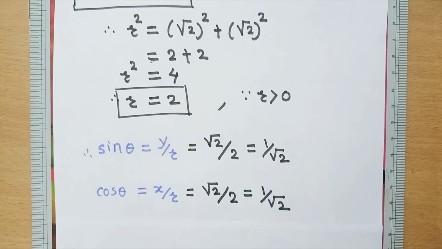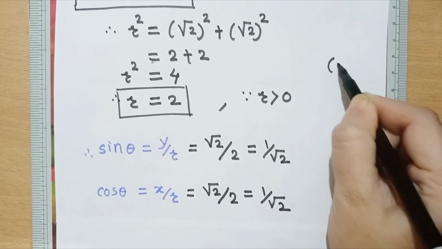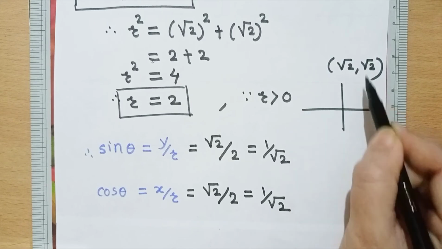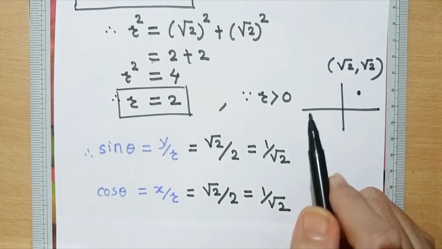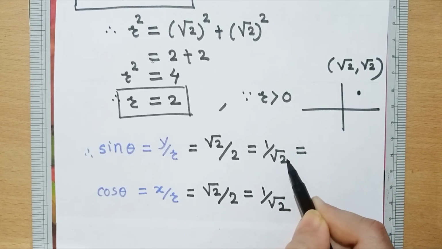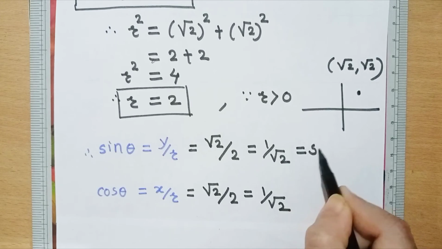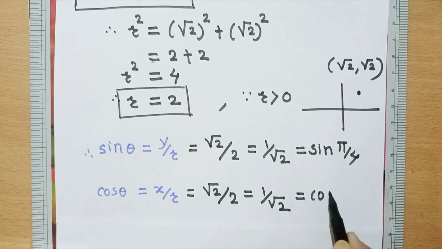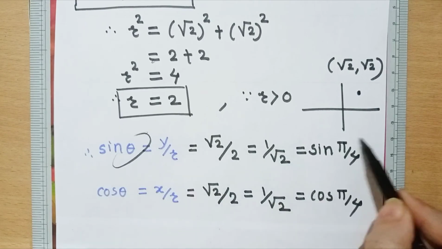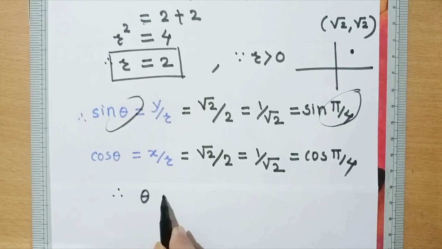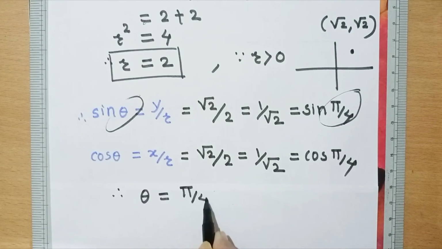Now our given coordinates, both these coordinates are positive, so this point lies in the first quadrant, and so we will use this. Here 1 upon root 2 value is sin 45, means sin pi by 4, and same 1 upon root 2 is cos pi by 4 also, and so we will write this value of theta is pi by 4, and therefore this implies theta is equal to pi by 4.